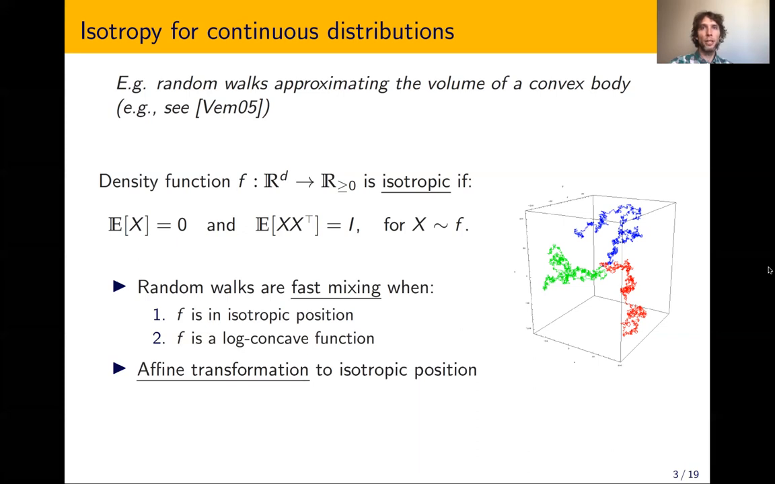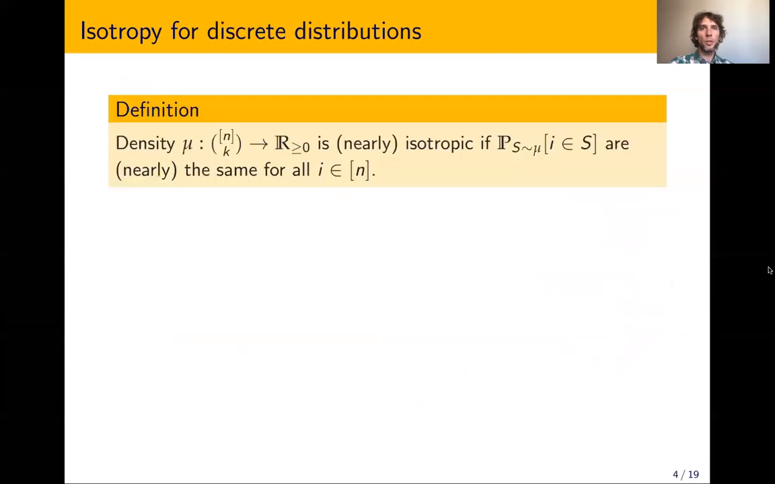This high-level framework has proven highly effective in geometric random walk literature, and our goal is to develop an analogous framework for discrete distributions. The notion of isotropy, which we propose for discrete distributions over subsets, is in many ways analogous to its continuous variant, in the sense that it strives to ensure that all the elements in the ground set are equally important, which is represented by the condition that their marginal probability of inclusion must be the same or nearly the same.